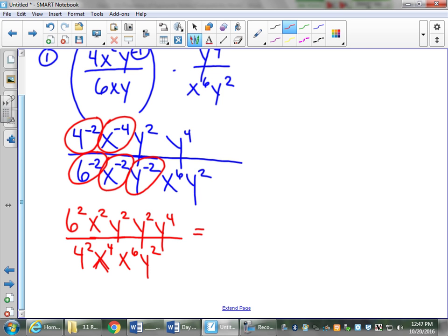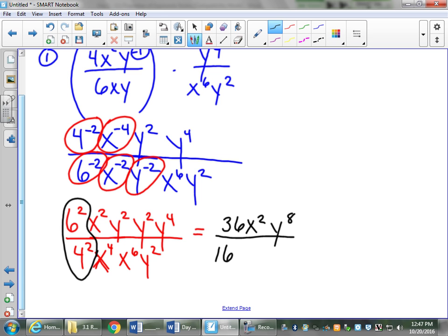Also at this point in time, because if we look at the numbers, these bases are different, I'm going to do out the powers. So 6 squared is going to become 36. There's no other x's up top, so it stays x squared. And if I add all the exponents of the y, I get 8 y's. In the bottom, 4 squared is 16. I combine my x's by adding the exponents to get x to the 10th and y to the second. Step 3 is done.